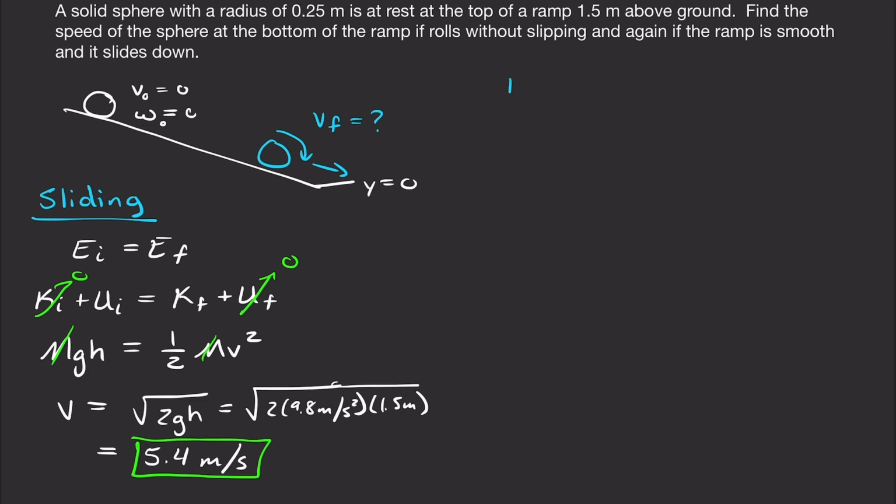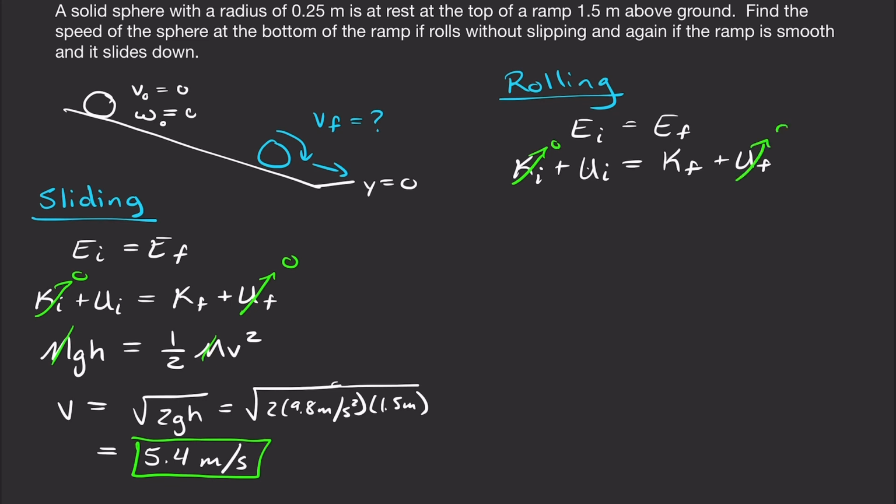So now let's look at the case where it is rolling without slipping. In this case, we still want to use conservation of energy. So we end with what we start with: initial kinetic energy plus initial potential energy equals final kinetic plus final potential. Again, we have 0 kinetic energy to start with, 0 potential energy at the end. Our initial potential energy will still be mgh, but now we have both forms of kinetic energy, translational 1/2 mv squared and rotational 1/2 I omega squared.